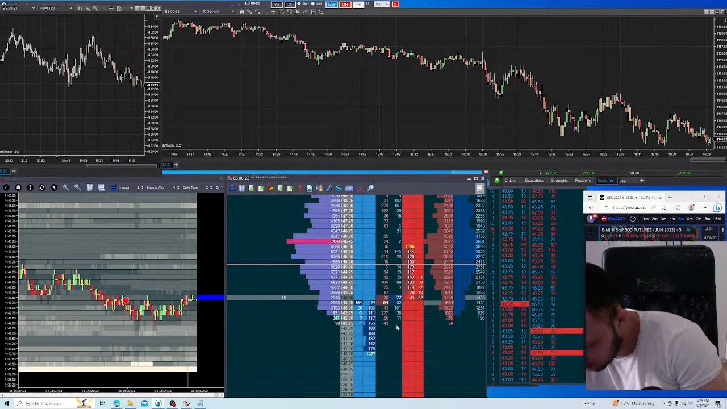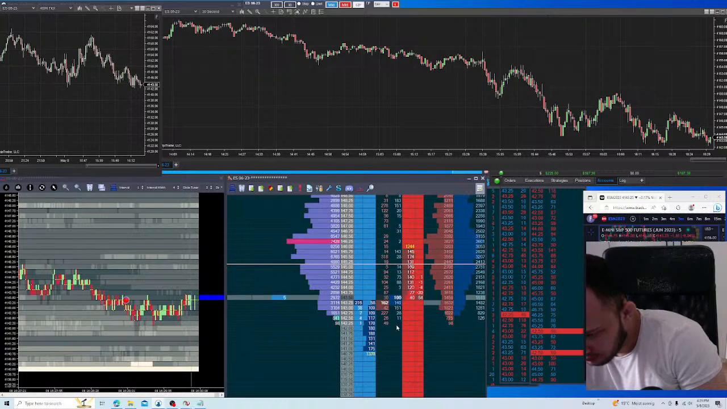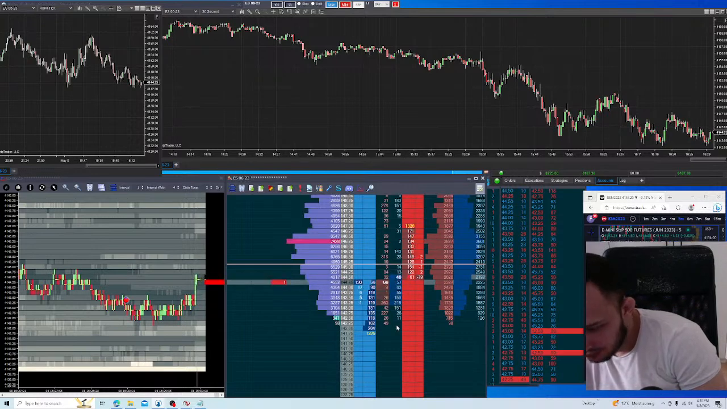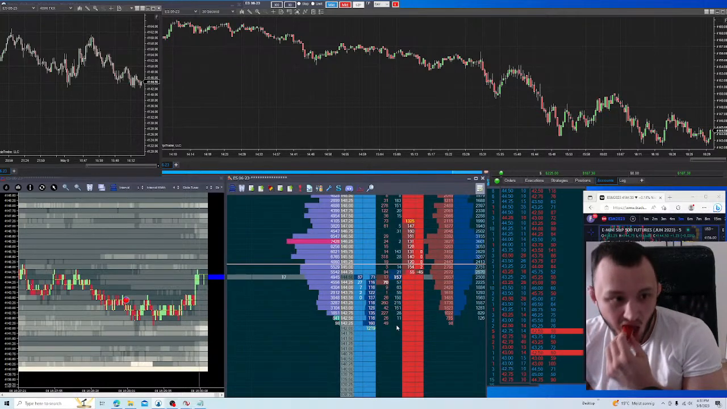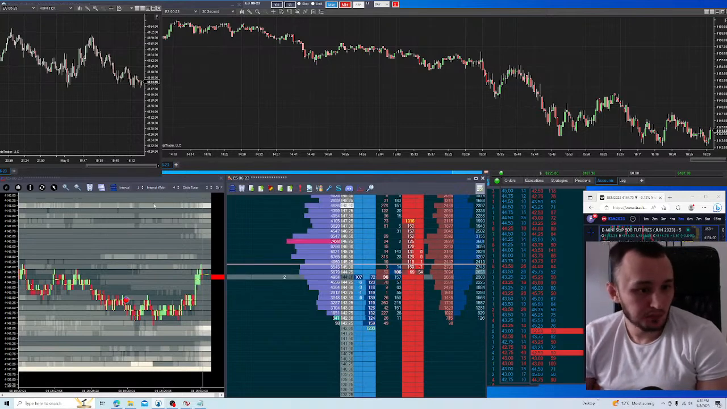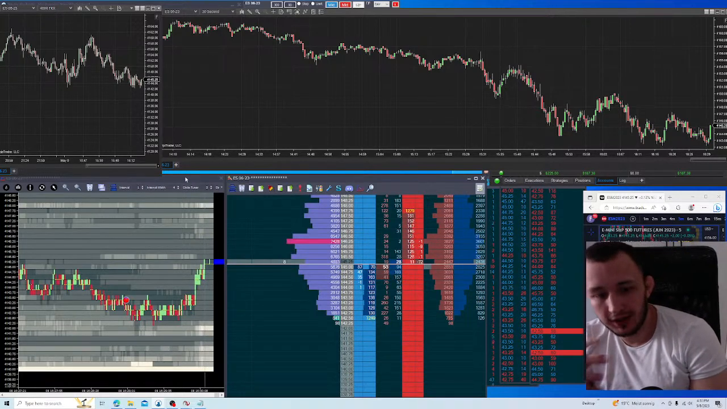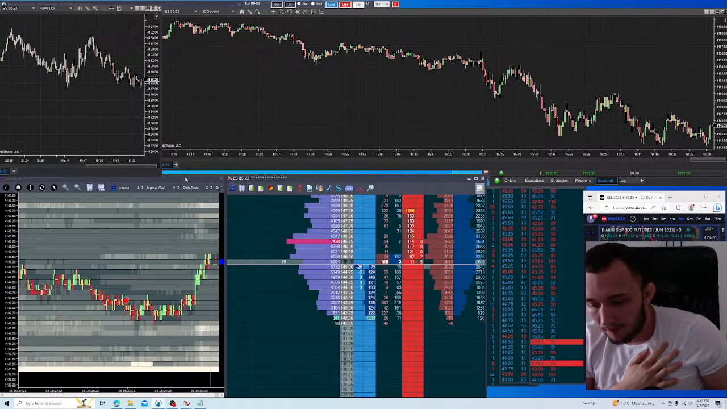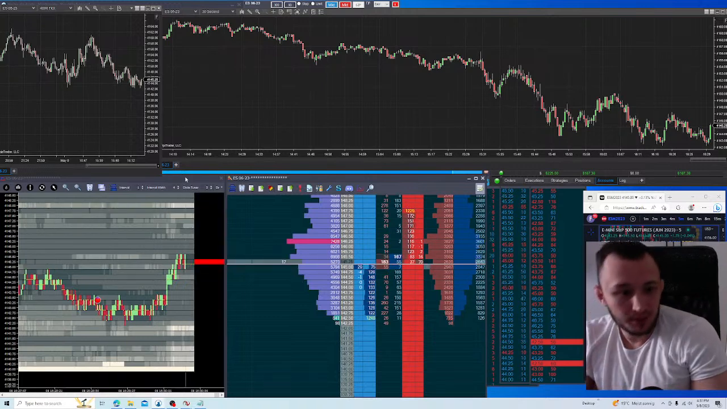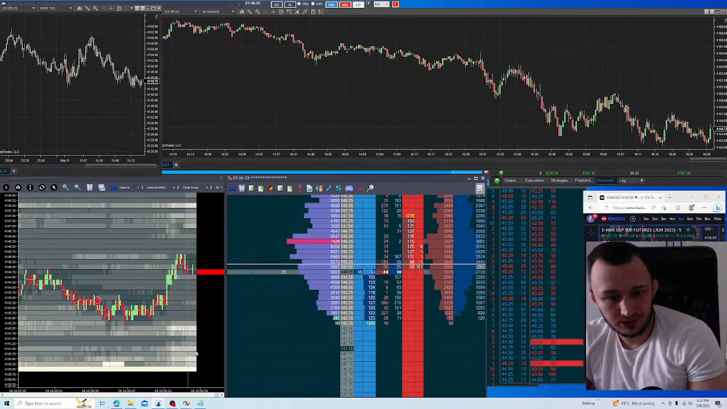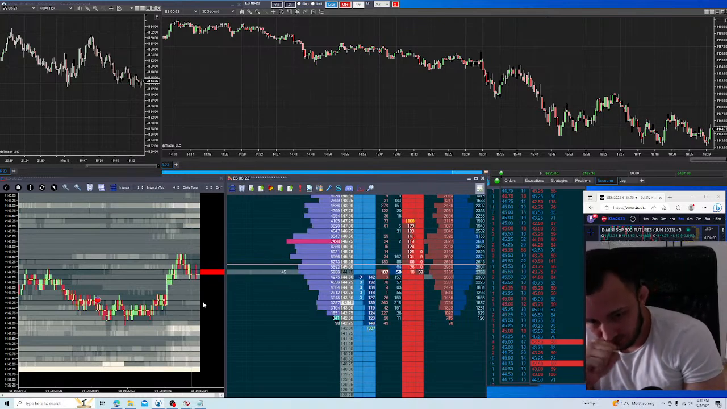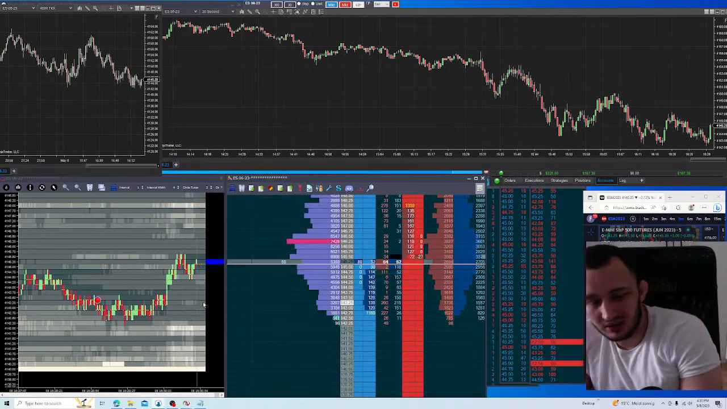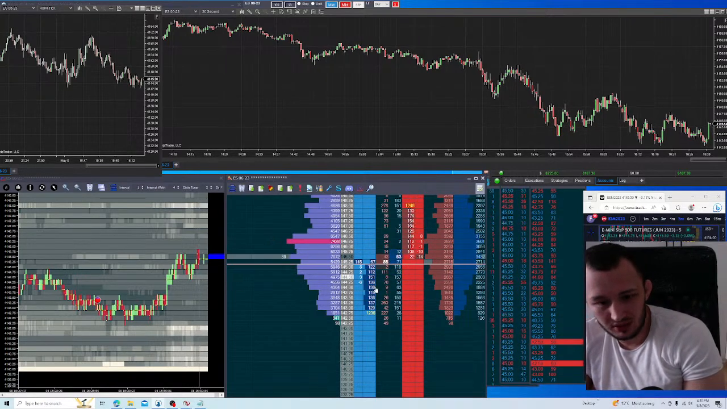Can you enable depth imbalance and auction vista? Yeah, I'm looking into how to enable this after the trading session. But for now, no, I'm not really looking at the auction vista. So I'm just looking at the order flow.